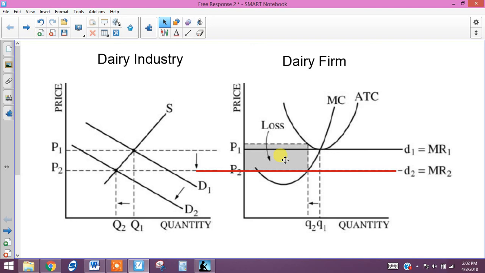Okay. All right, I'm sorry if I confused you a bit there, but just remember that the firm is always going to produce where marginal cost equals price right here. So they're going to drop their production and they have to take the price from the market. But their average total cost curve is not going to change. So that's why you have this loss right here, caused by the leftward shift in the demand.